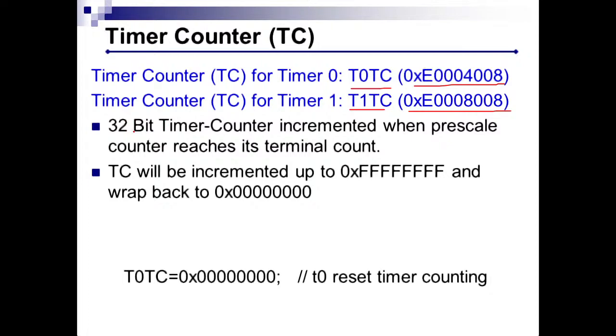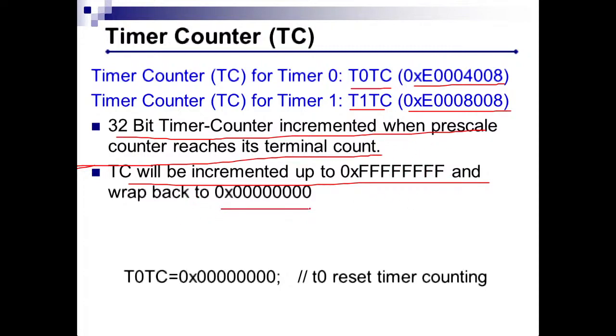A 32-bit timer counter is incremented whenever the prescaler counter reaches the terminal count. So this is actually what is happening. TC will be incremented up to 0xFFFFFFFF because it is a 32-bit timer. So initially, it will be 0x00000000.